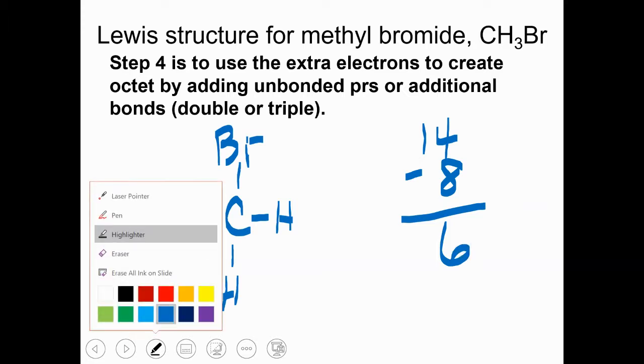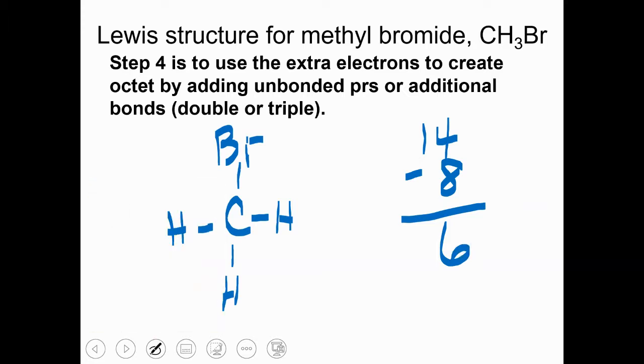And we had 6 that remained. Okay. Now you look at this, carbon doesn't need any more electrons. It has 8 around it already, 2 from each dash. Hydrogens only need 2 electrons. They each have a dash, so they're all full.